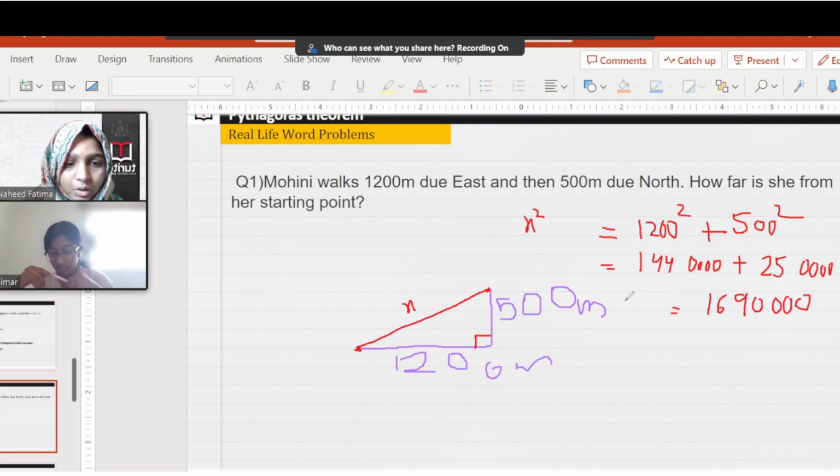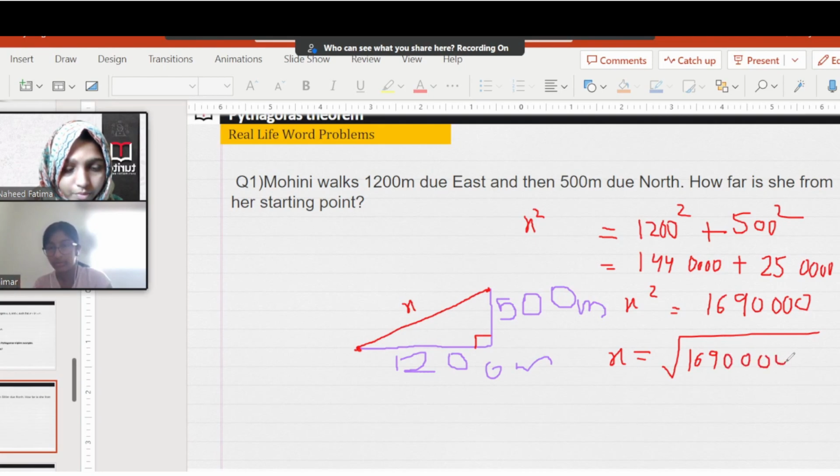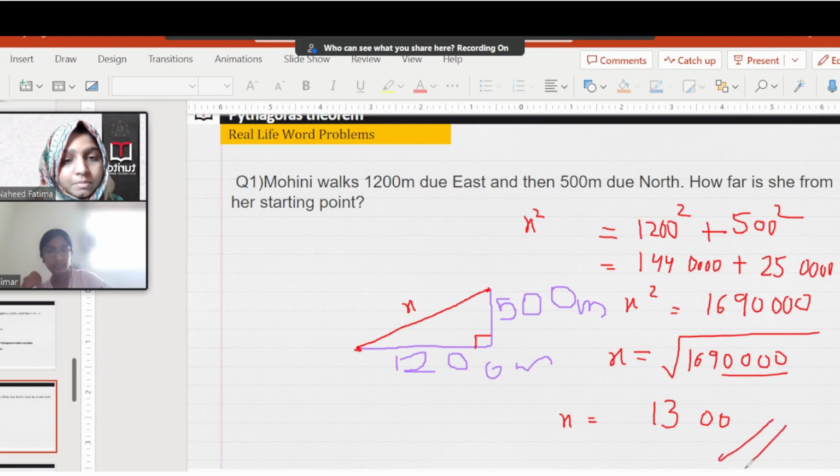So that is x square. What will be x? The root of that. The root is 1,300. Yeah, that's correct. There are four zeros, so you take out two zeros only, half of it. And then 169's root is 13. Yeah, that's correct. Meters.